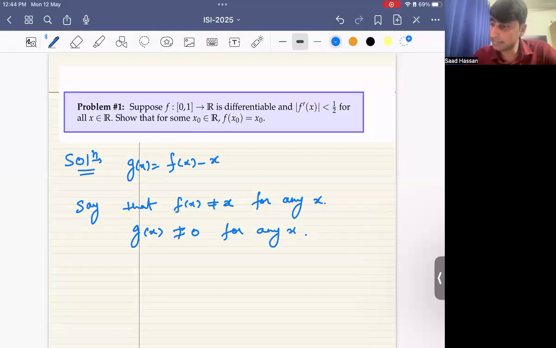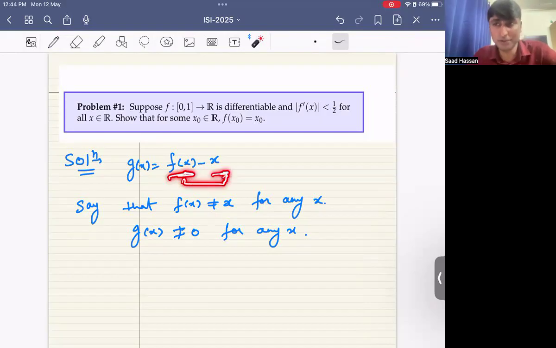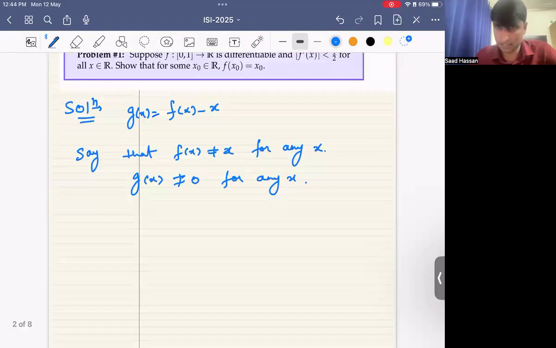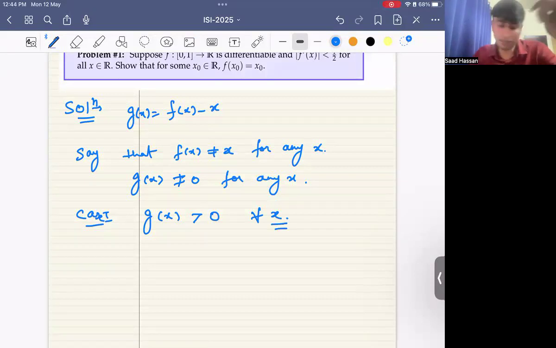Now think about it, since f is differentiable and x is differentiable, दो differentiable functions का difference is differentiable, therefore g is differentiable. And अगर g 0 नहीं है, तो either g ought to be throughout positive या g ought to be negative. तो मैं कोई एक केस लेके प्रूव कर देता हूँ कि that's not possible. So case 1, say that g of x is positive for all x.